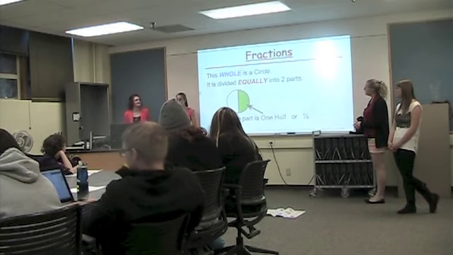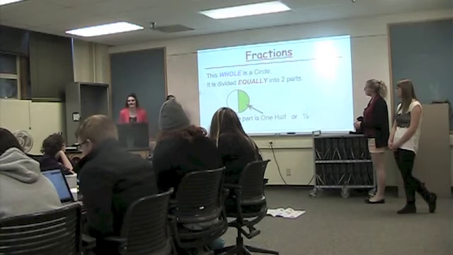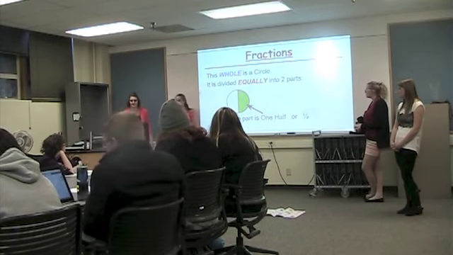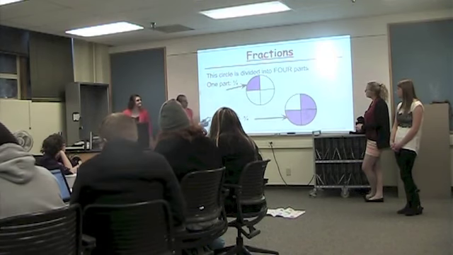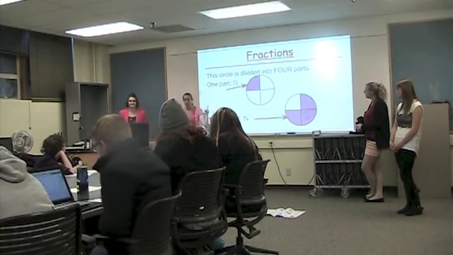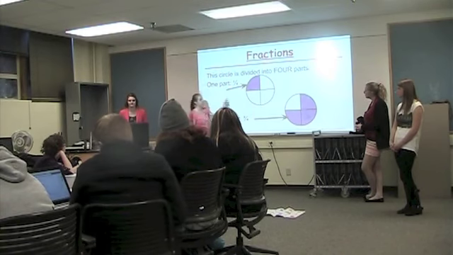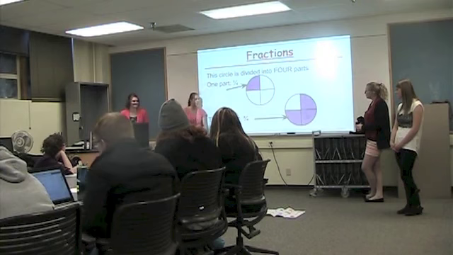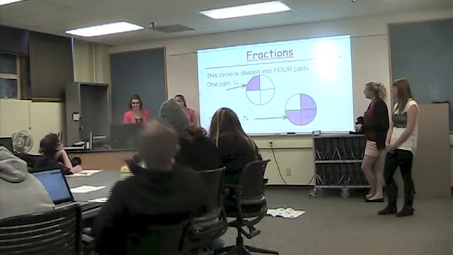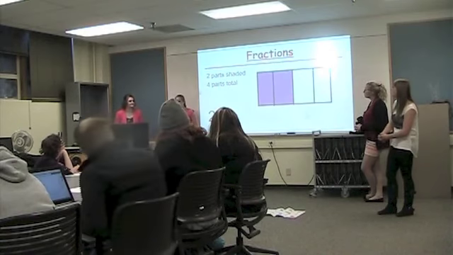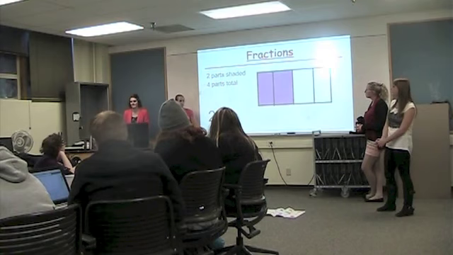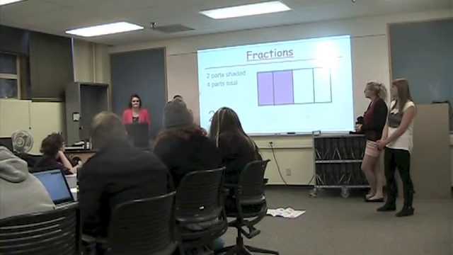A whole, in this case the circle, is divided equally into 2 parts. One part is a half, and that's the one that's shaded green. So this circle is divided into 4 parts, and if you shaded one part, what would that be? It would be 1/4. And then if you shade in 3 parts of the circle, your fraction is 3/4. And this rectangle is divided into 4, so 4 goes on the bottom as the denominator, and then there's 2 shaded parts, so 2 goes on top, so it's 2/4.